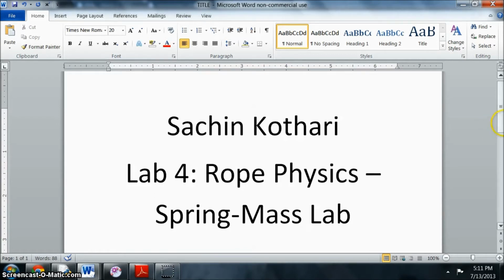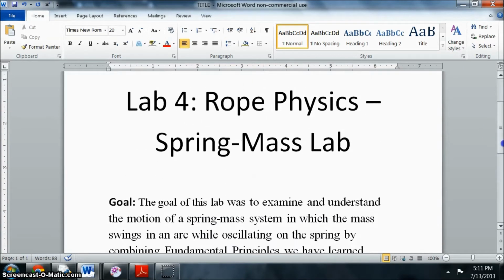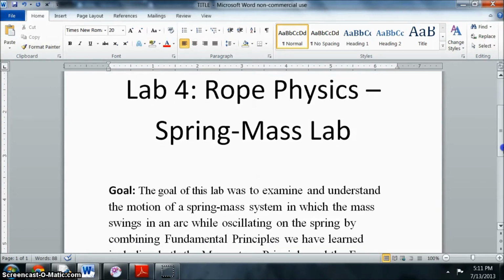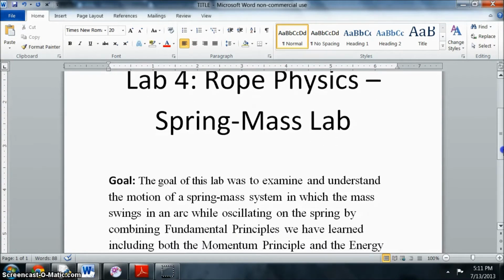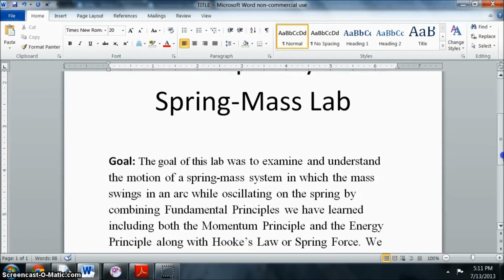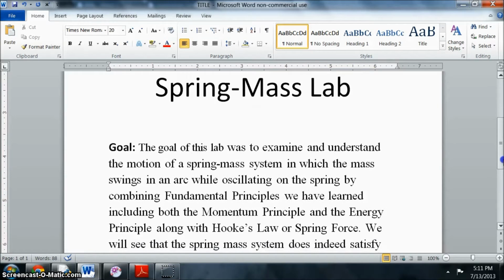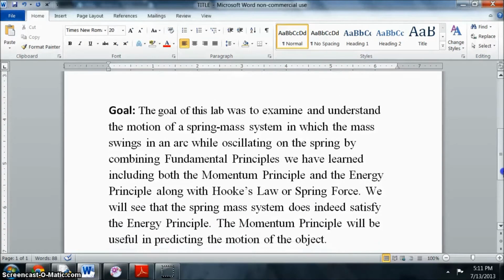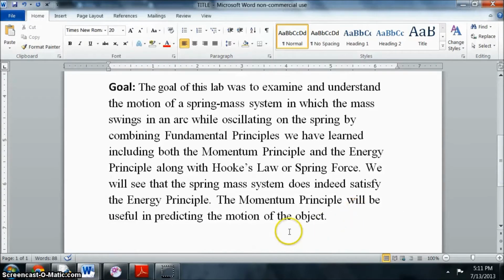Physics Spring Mass Lab. The goal of this lab was to examine and understand the motion of a spring mass system in which the mass swings in an arc while oscillating on the spring, by combining fundamental principles we have learned, including both the momentum principle and the energy principle, along with Hooke's law or spring force. We will see that the spring mass system does indeed satisfy the energy principle. The momentum principle will be useful in predicting the motion of the object.